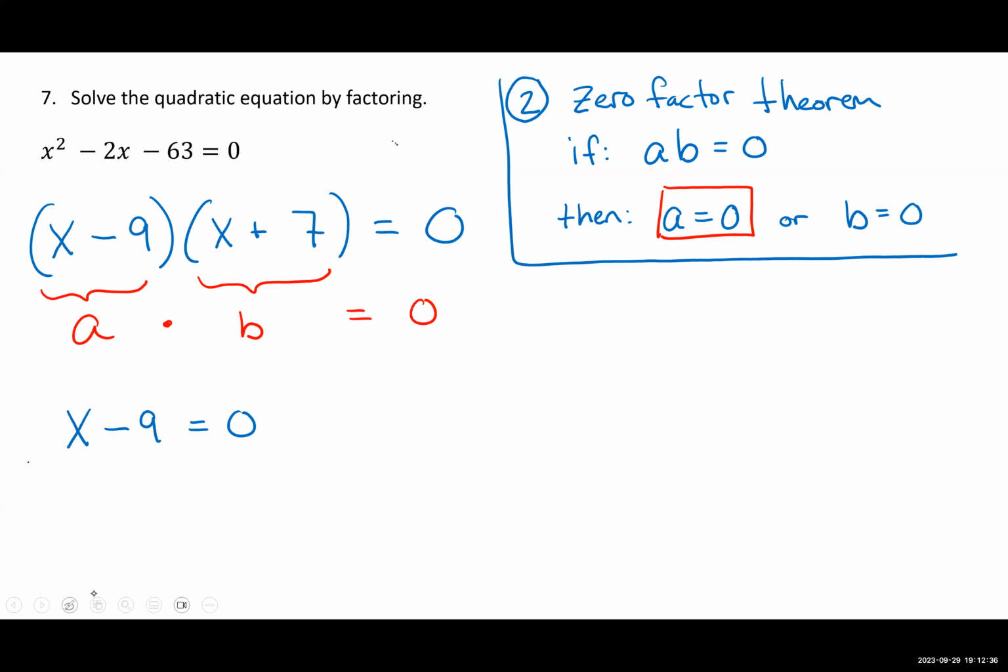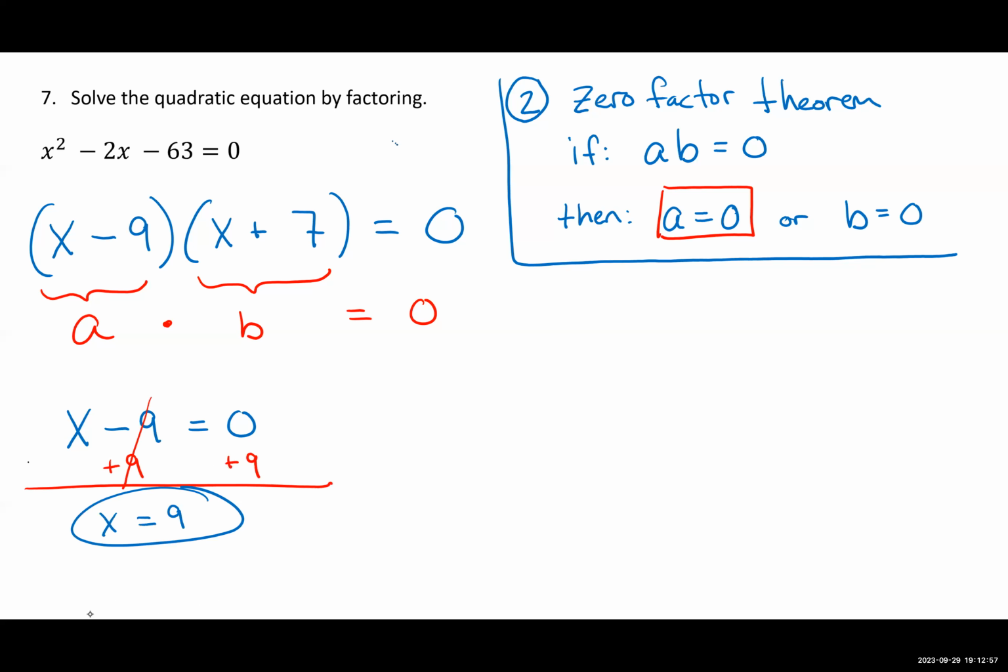We could add 9 to both sides. So we'll throw a little plus 9. They cancel. And we get one of our solutions, which is x equals 9. So that's answer number 1.